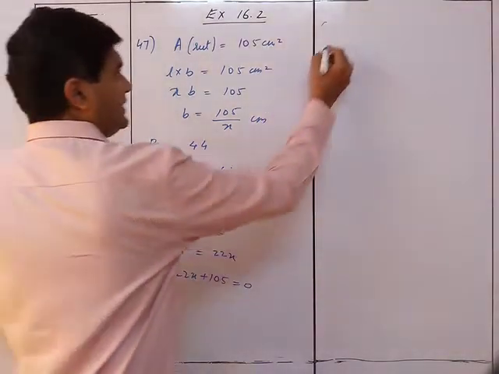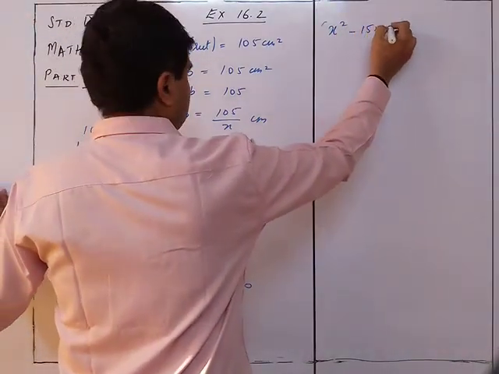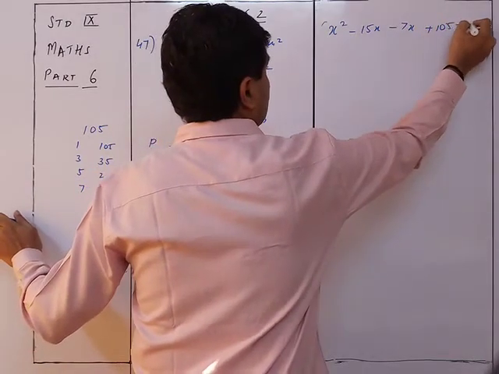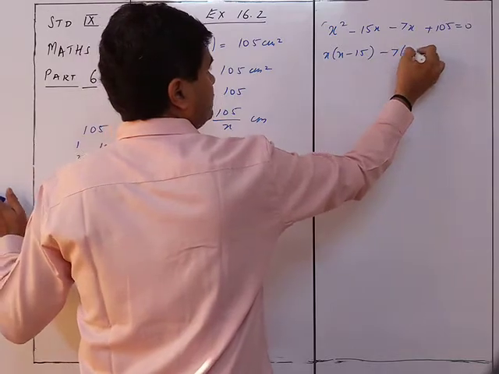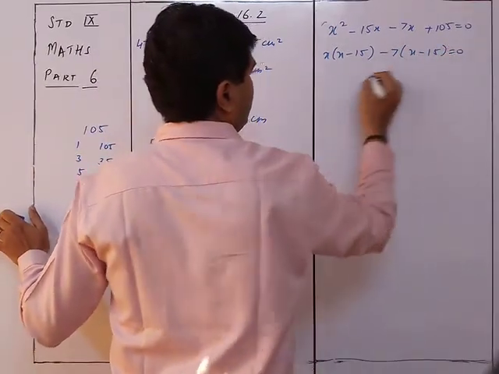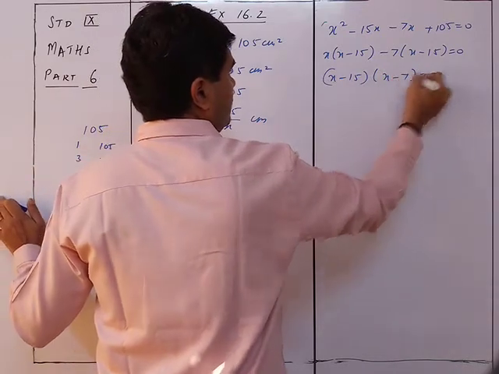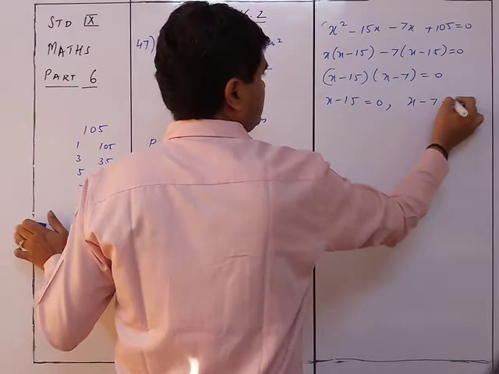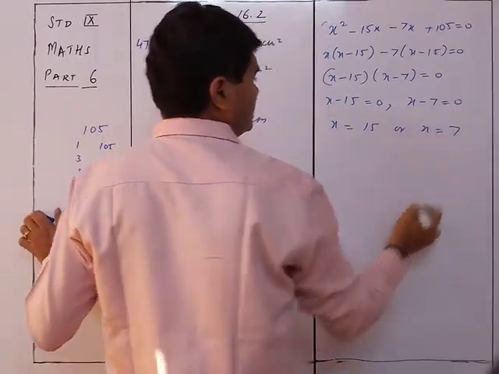So you get it as x square minus 15x minus 7x plus 105 is equal to 0. x into (x minus 15) minus 7 into (x minus 15) is equal to 0. (x minus 15)(x minus 7) is equal to 0. x minus 15 is equal to 0, x minus 7 is equal to 0. So x is equal to 15 or x is equal to 7.